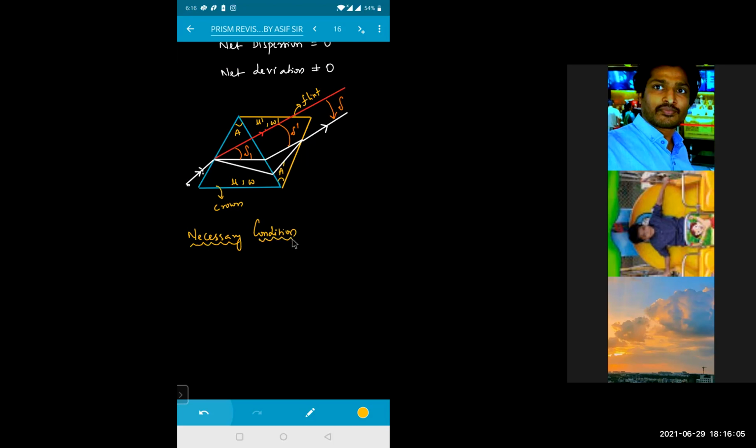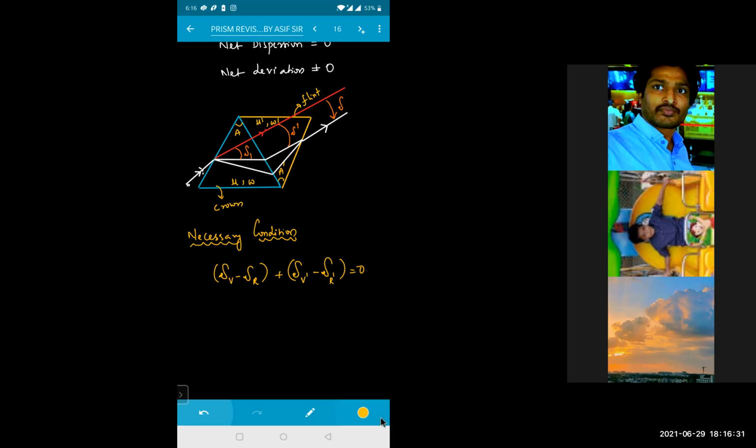Necessary condition. So what is the condition? Net dispersion is zero. Dispersion formula: deviation of violet color minus deviation of red color, plus in the second prism, deviation of violet color δv' minus deviation of red color δr', must be equal to zero, because for the second prism we are taking everything in terms of dash.